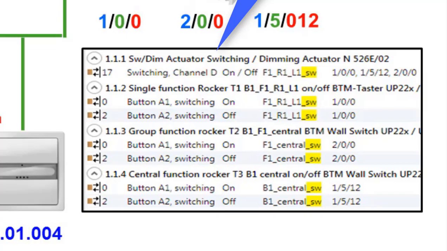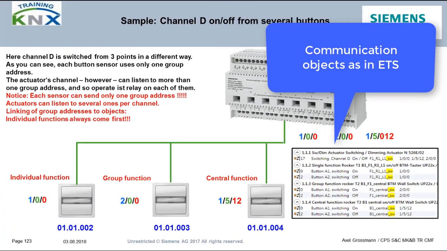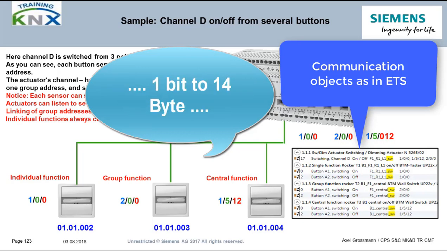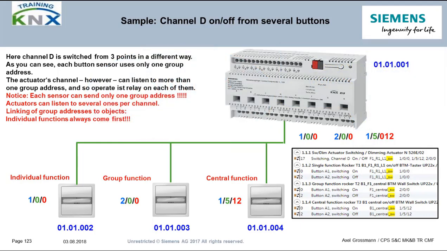What are these objects? Actually, they are nothing else but a place in the memory of the bus device. They can be between 1 bit and 14 byte large. The size depends on the function. Switching requires only two states, 0 and 1, and so a switching object, like in our sample, is 1 bit large. A 14 byte large object, by the way, is used usually for short text messages.